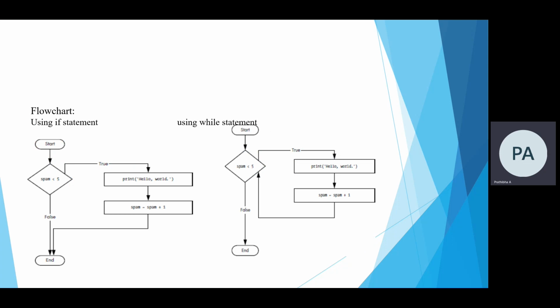Okay, the flowchart for the same thing. You can consider here that spam is less than 5, which is true. We execute one statement, increment the spam value, and come to the end of the statement. But in the while case, if spam is less than 5 is true, then you repeatedly execute the hello world statement and increment the spam value again and again till it becomes 5.